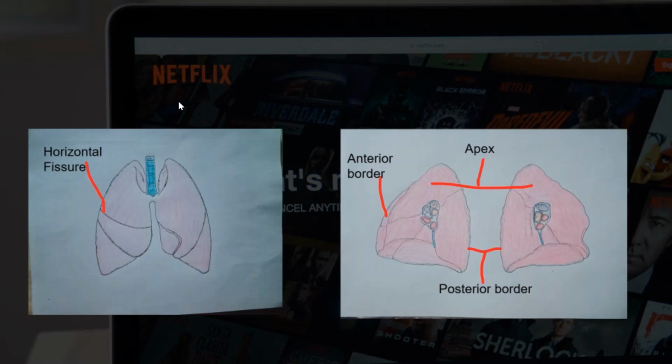Above the horizontal fissure lies the upper lobe, and below it lies the middle lobe. Below and posterior to the oblique fissure lies the lower lobe.